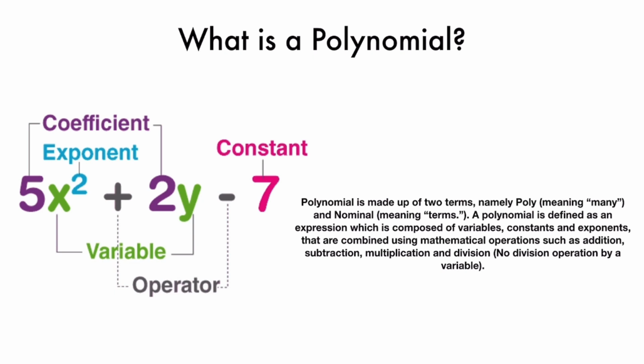So, a polynomial is defined as an expression which is composed of variables, constants, and exponents. The variable is what's here in green, so you have x and y. Constants are 7, they don't have any variables attached with them. Exponents are here, so this is squared, I hope you know that. And those are combined using mathematical operations such as addition, subtraction, multiplication, and division. Well, no division operation is by a variable.